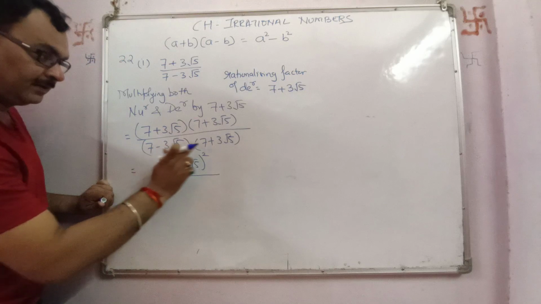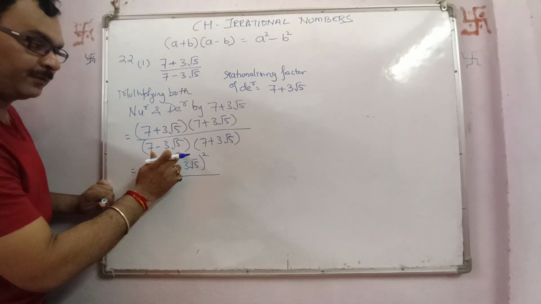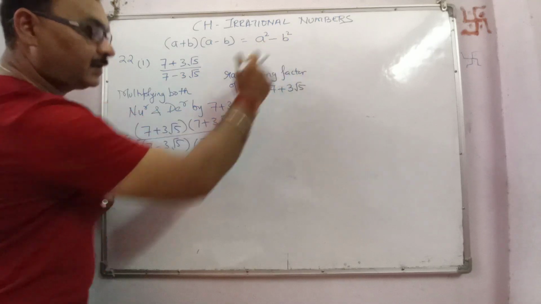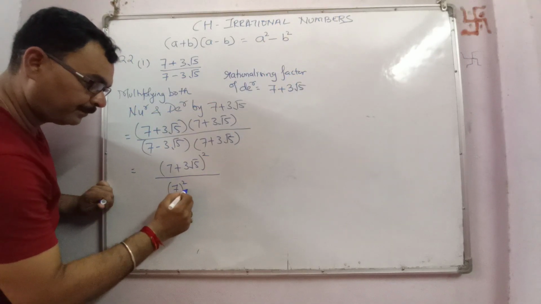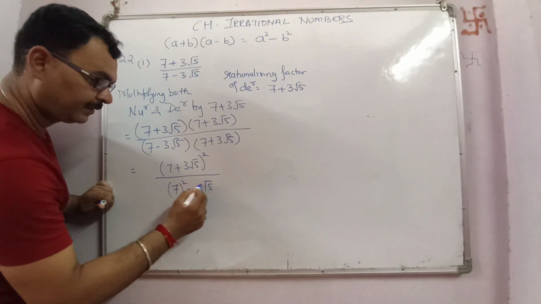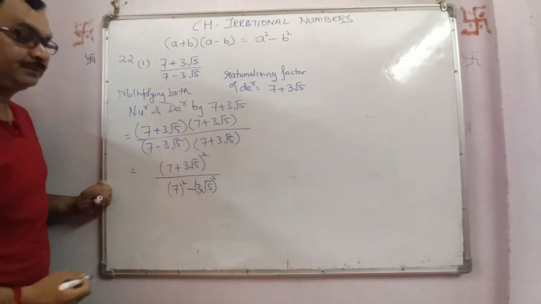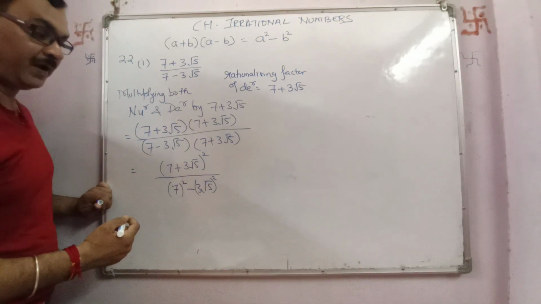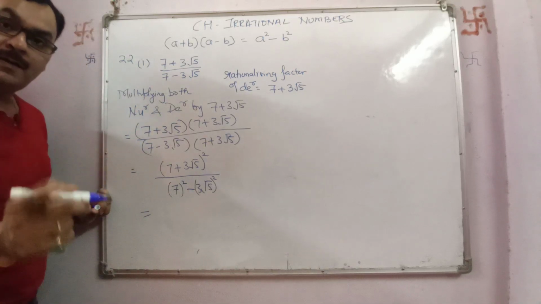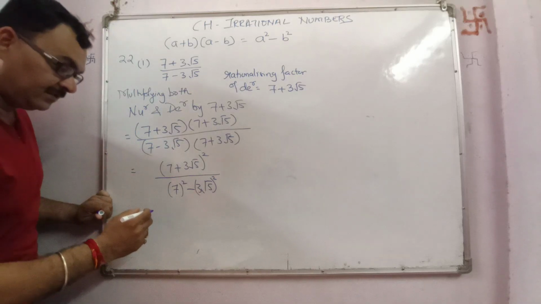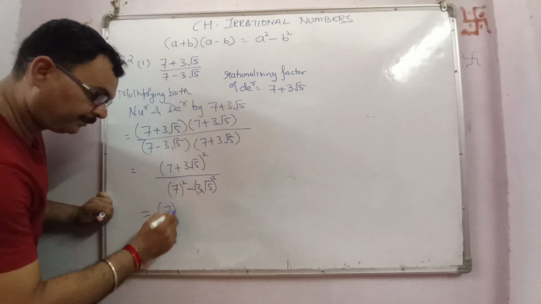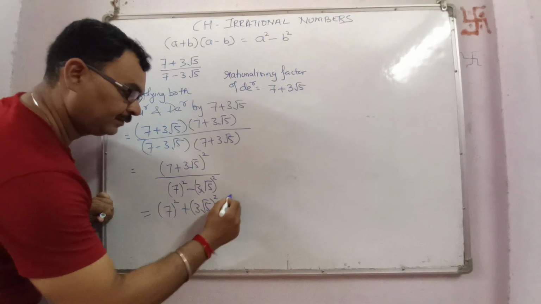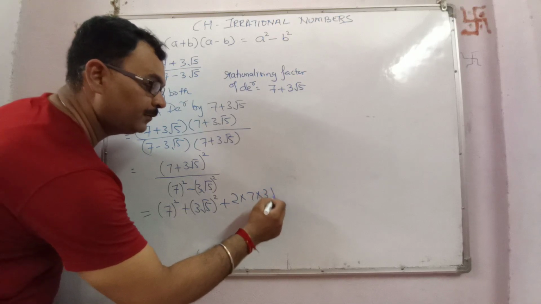At the denominator, 7 plus 3√5 times 7 minus 3√5, that is a plus b into a minus b, which is equal to the difference of their squares: first term square minus second term square. Now we will expand (7 + 3√5) whole square with the formula (a + b) whole square, that is first term square plus second term square plus 2 times first term into second term.